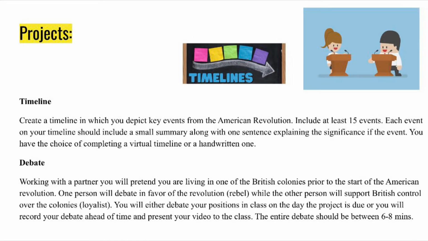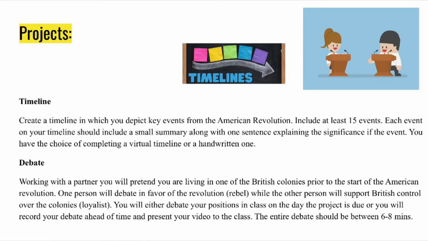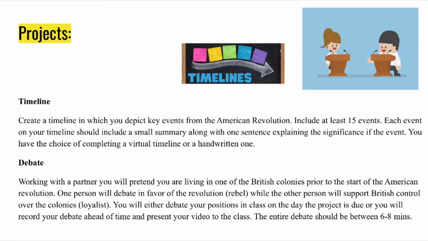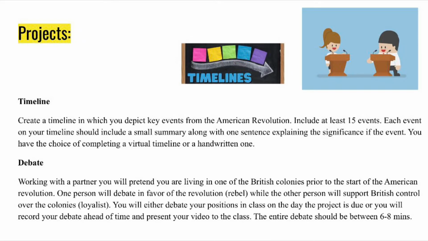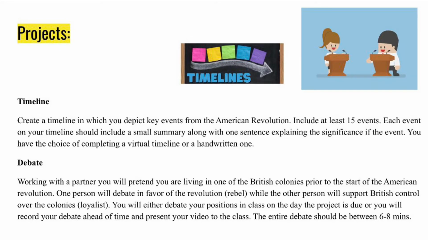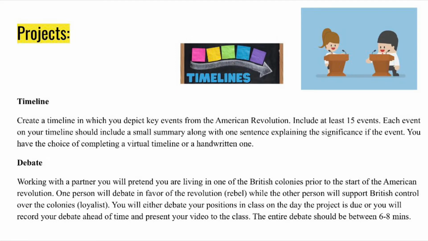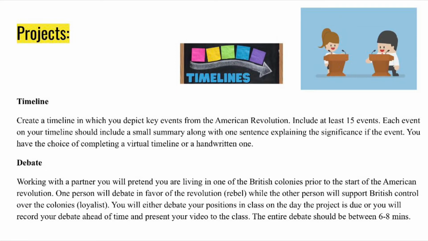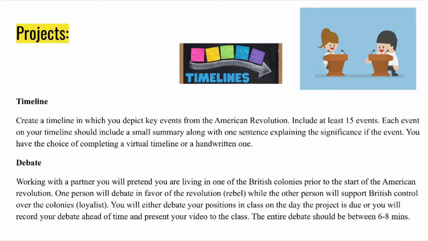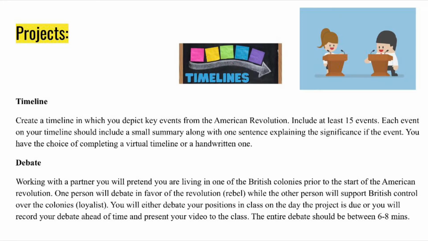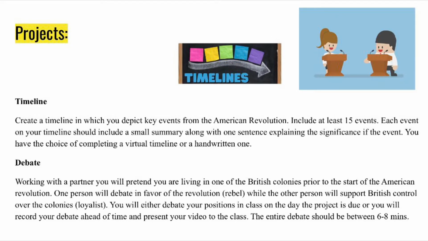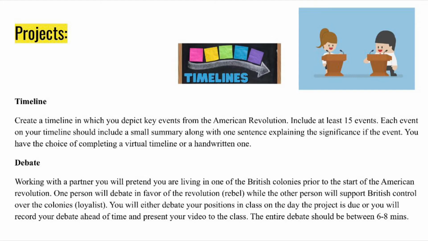All right, so the first assignment that you can choose to do is a timeline. This is where I want you to depict key events from the American Revolution. 15 events in total. Feel free to do more, but I want you to at least have 15. Each event on your timeline should include a small summary. Think about it like a tiny paragraph, just a couple sentences, and then a final sentence which explains the significance of the event. I also want to let you know that you can choose to do a virtual timeline, or if you want to do a handwritten one, that's completely up to you. Either way is fine.